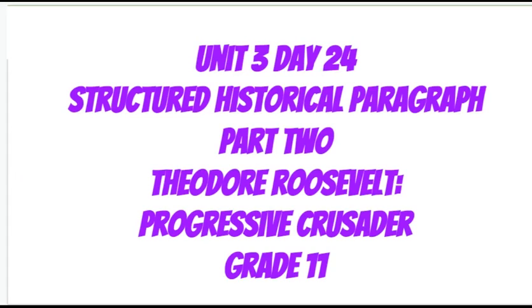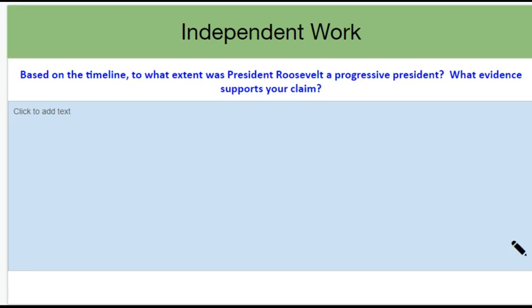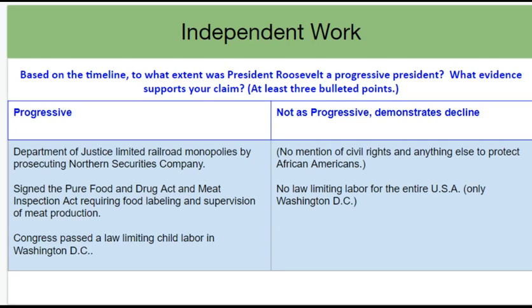Remember in 11th grade, we looked at a timeline and we came up with a T-chart instead of that whole scary big text box. We broke apart the timeline to look at different things, to figure out what made him progressive and then maybe made him not as progressive. We had to infer that, right?